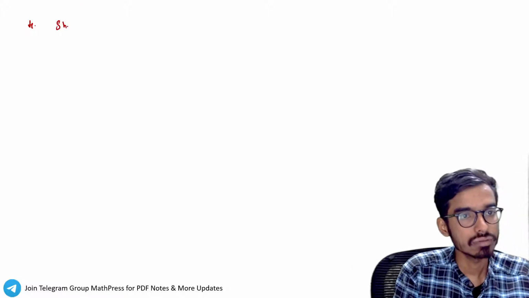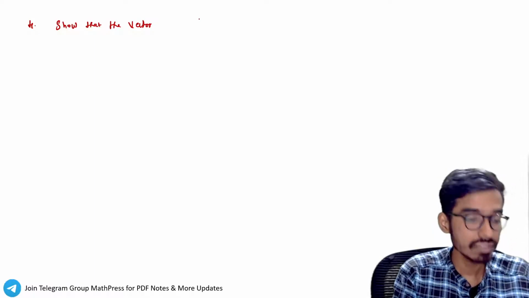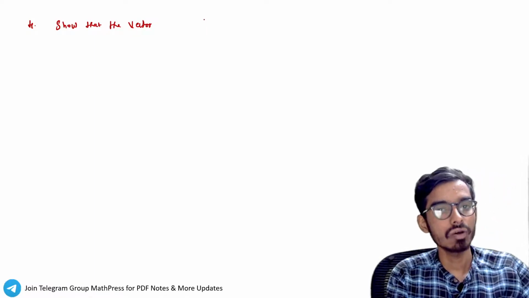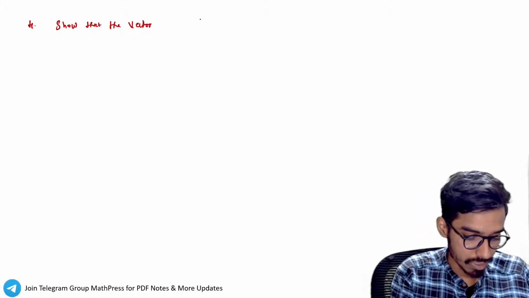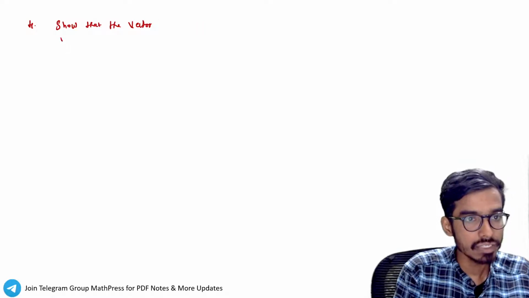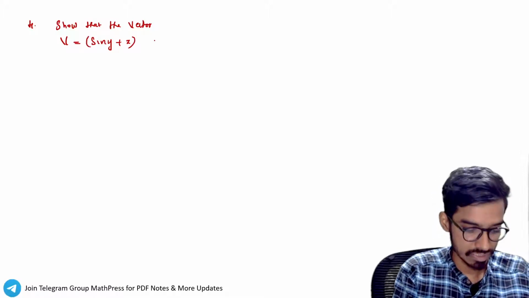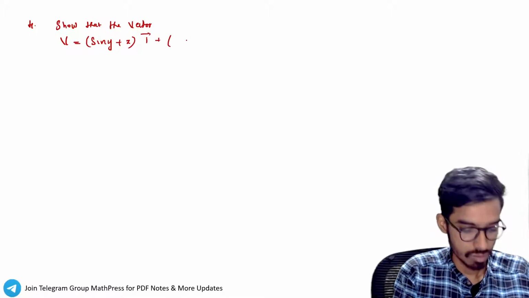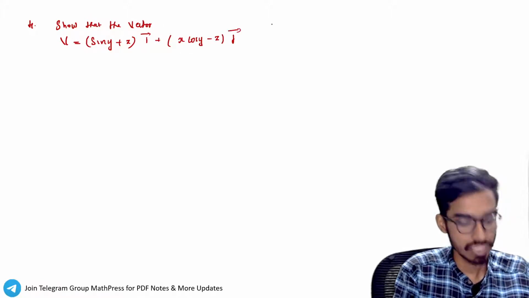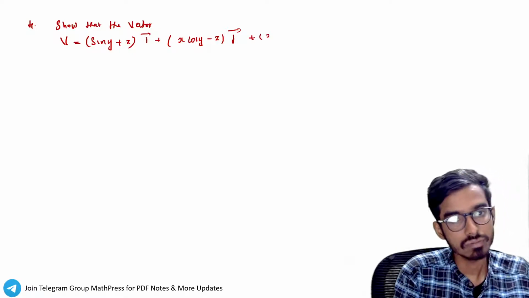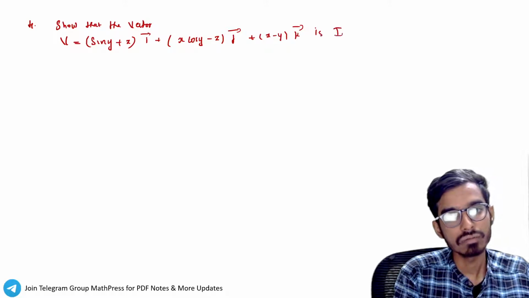Show that the vector... There will be some problems based on this, right? You need to find the unknowns if that is solenoidal, if that is irrotational, right? Okay. So, show that the vector B is equal to (sin y plus z) i vector, (x cos y minus z) j vector, plus (x minus y) k vector is irrotational.